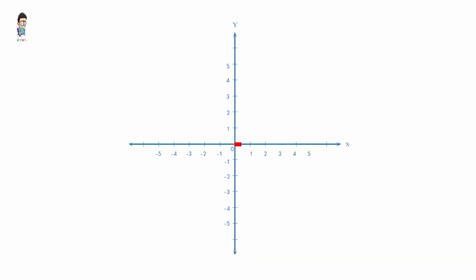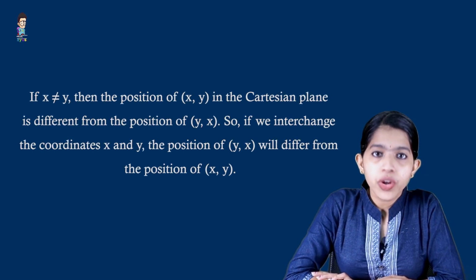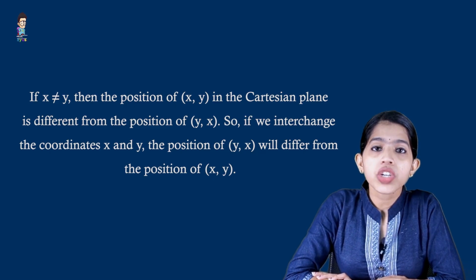Now, we will plot the point 5, -4 in the coordinate system. Starting from the origin O, move 5 units along the positive x-axis. And the distance of the point Q from the x-axis is 4 units along the negative y-axis. So, its y-coordinate is -4. So, this is the position of the point 5, -4. From the previous example, you have found that if x is not equal to y, then the position of the point x, y is totally different from the position of y, x.